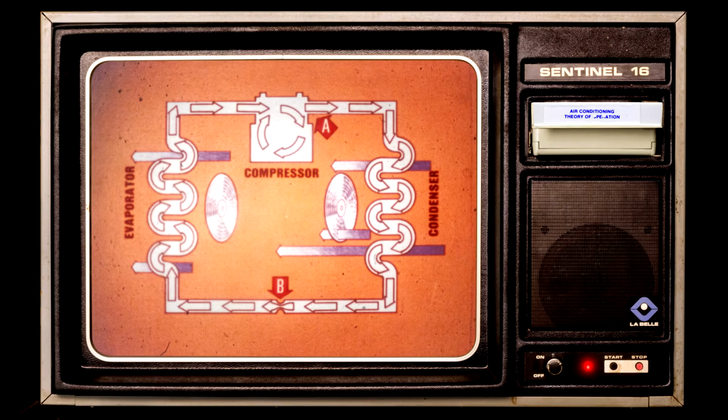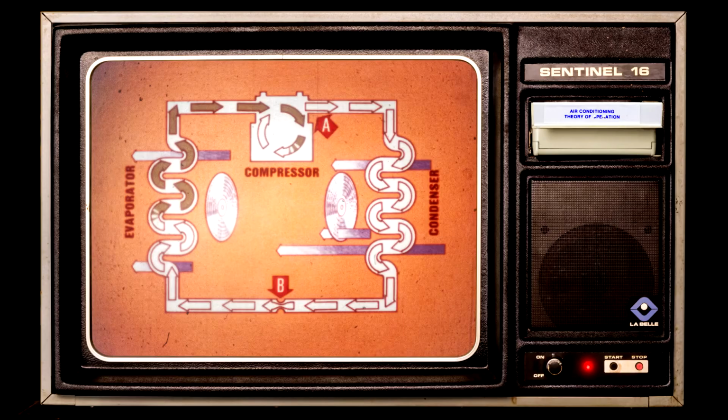Now we've added 2 fans and started the compressor. Here, the white arrows represent the R12. In a moment, we'll see how the R12 changes states in the system. The pressure is raised between points A and B because the compressor is pumping more R12 than will pass through the restriction. This is referred to as the system's high side.